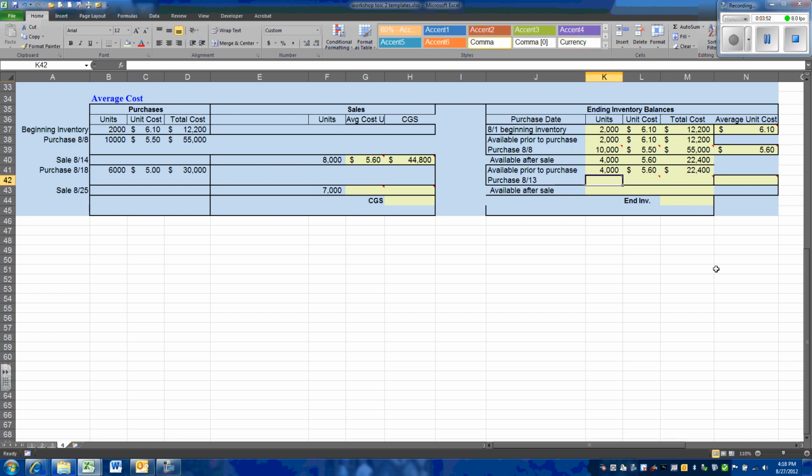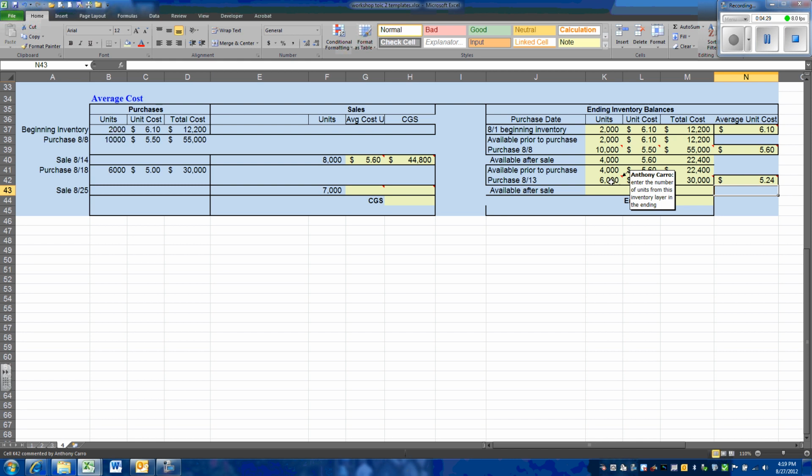Our purchase on August 18th. So we're going to add 6,000 units at $5 per unit for a total cost of $30,000. So our average cost per unit will be $5.24.